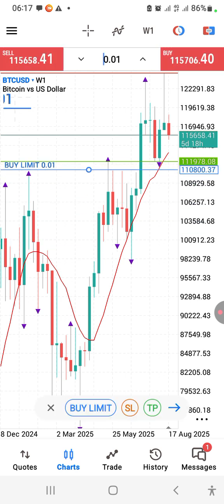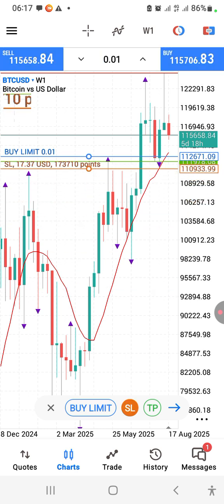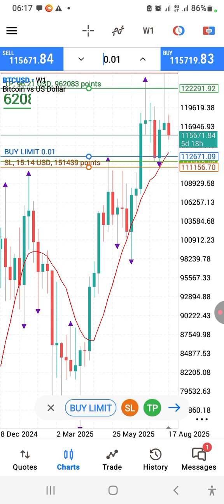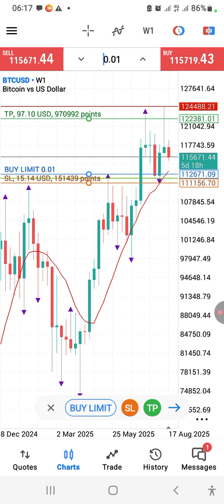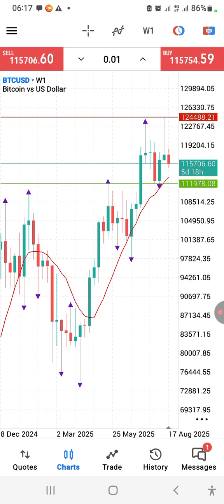Now let me fix it again. Fix it here. Then fix my stop loss here. Then my target should be where? Up below the previous area where it got rejected. So now my target is 97.10 USD. So the question is, in this case now, I'm risking 16.14 USD to get 97.10 USD. Now, if you look at this trade, it's ideal. Taking such a trade is also good because my risk reward is high.